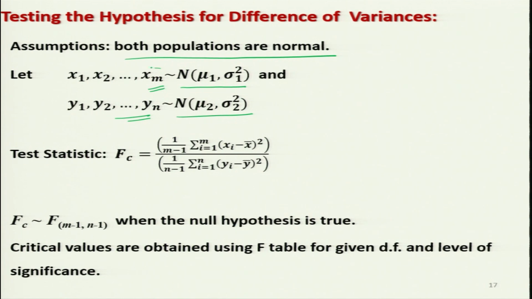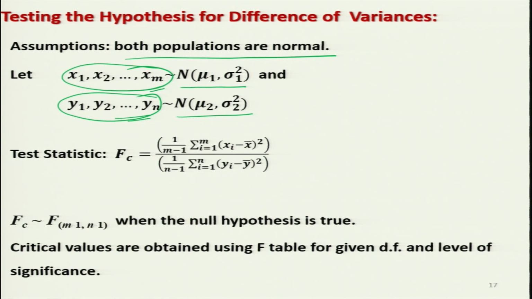So, the first sample values are indicated by x1, x2, ..., xm, and the values of the second sample are indicated by y1, y2, ..., yn. Now, the next question is how to test the hypothesis and what is the relevant statistic.